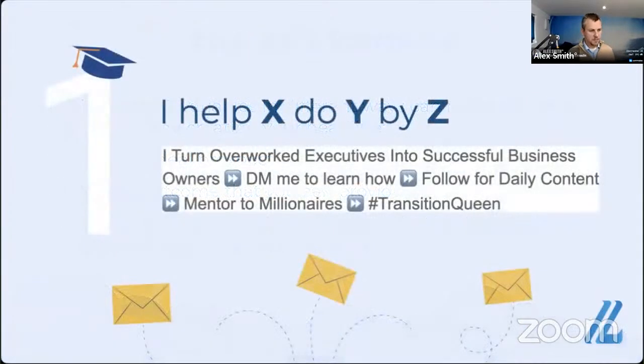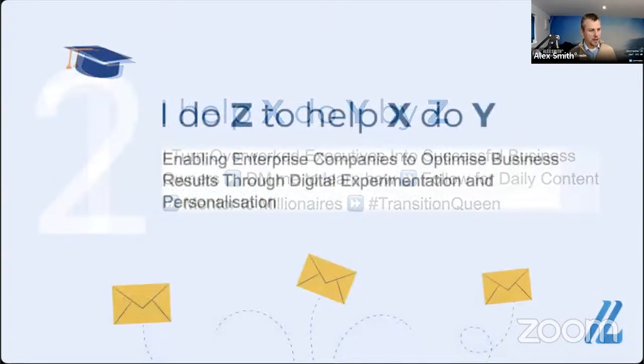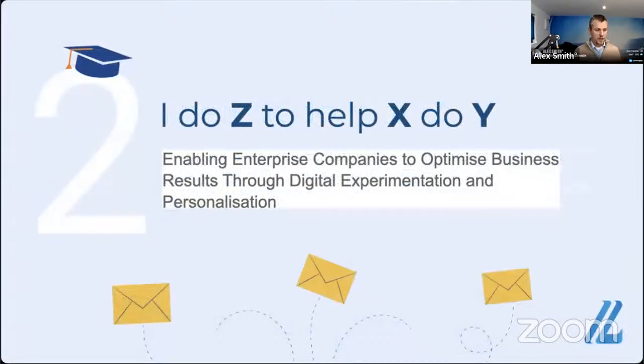Okay, here's a couple of examples. I turn overworked executives into successful business owners. Call to action here, DM me to learn how, or follow for daily content. Mentor to millionaires, transition queen. I'm not sure where I found that one, but there we go. Here's another one. I do Z to help X do Y. So we're just changing the order, but it's the same content. Enabling enterprise companies to optimize results through digital experimentation and personalization. There you go. There's a lot of long words. I can't even say them. It's just like, woo.